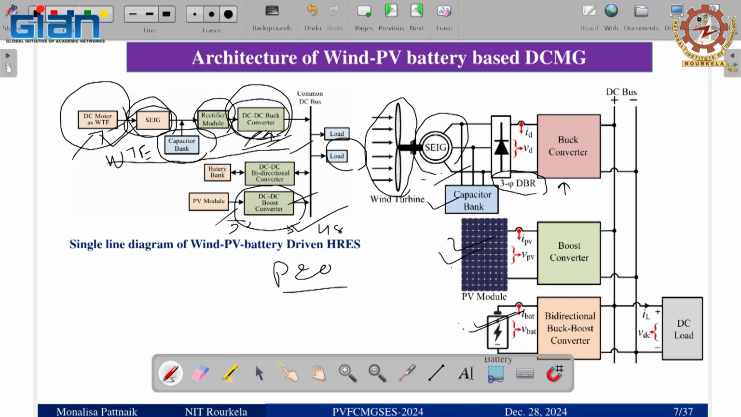Okay, so after doing that, when I am getting a maximum power for a particular speed, suppose 6 meter per second wind speed, obviously this bus voltage is fluctuating. Okay, we are not regulating. So then when we are integrating this with a battery bank, we are having a bidirectional converter which is responsible to regulate this bus voltage, to fix the bus voltage.